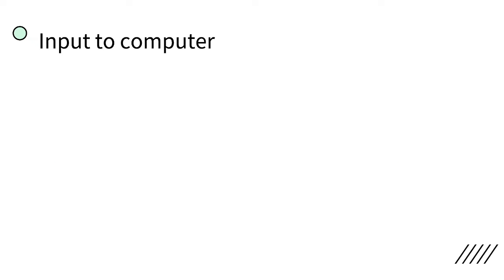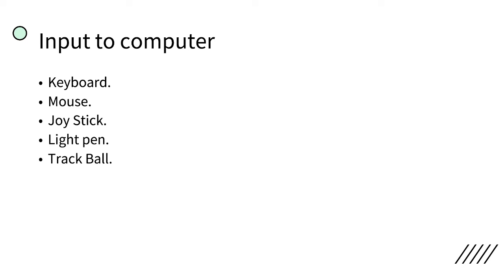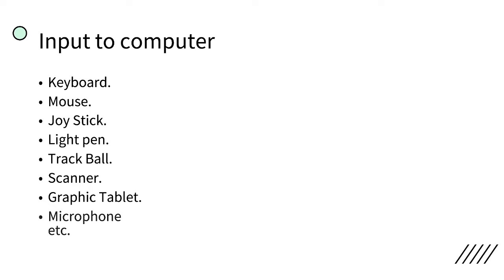Input to the computer, as we discussed, is provided by the user actions via input devices. What are the different input devices? So let us consider keyboard, mouse, joystick, light pen, trackball, scanner, graphic tablet, microphone, etc. as input devices. But why one should consider these as input devices?